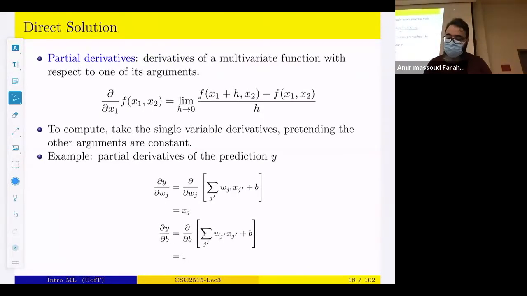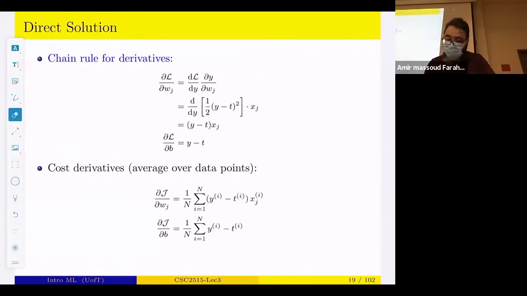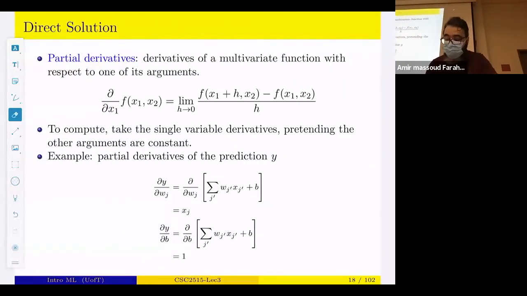But let's go through this derivative. I'm not going through the definition of what a partial derivative is, but if you want, take a look at it. Basically, we change one variable a little bit and see how much the function changes, and then let the change go to epsilon small, and that would be the partial derivative with respect to it. But the point here is, for example, we can do some calculations on our linear model cost function.